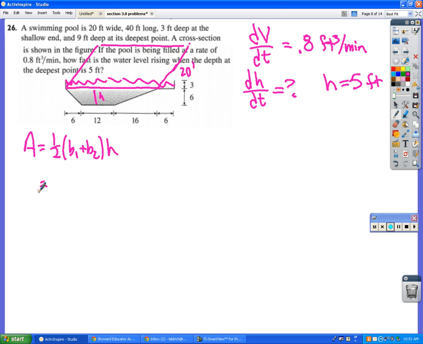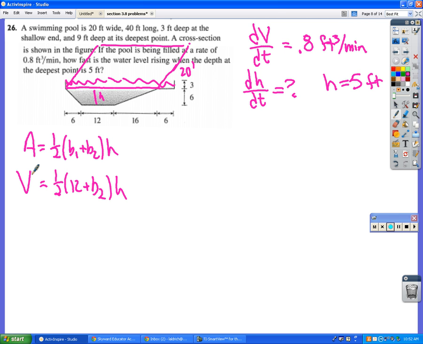So, here's one good thing. If we take this to be one of the bases, that doesn't change, right? That is always going to be 12. So if you go 1/2 of 12 plus, the bad news is that this is going to change as the water fills in. Okay? So b2 is a variable, and I'm going to have to find some sort of relationship between that and the height because I have two variable quantities here. But they are going to be related.